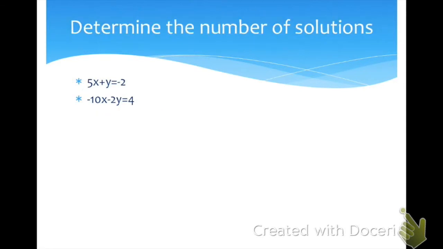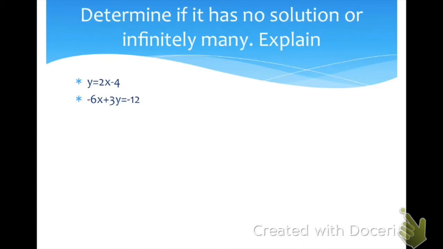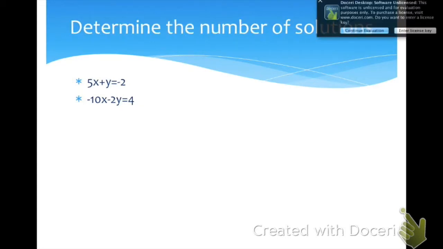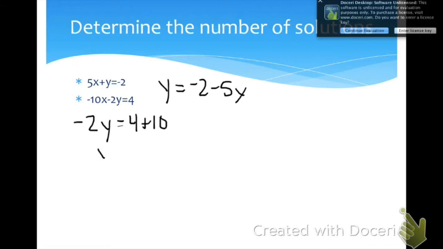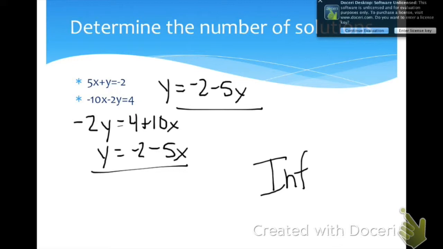Alright, let's keep going. We're going to determine the number of solutions again. So if we look here, we would say y equals negative 2 minus 5x for the first equation. And for the second equation, negative 2y equals 4 plus 10x, y equals negative 2 minus 5x. Look there, the same, therefore infinitely many solutions.